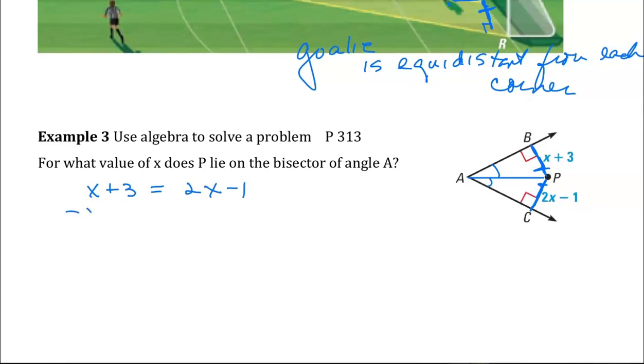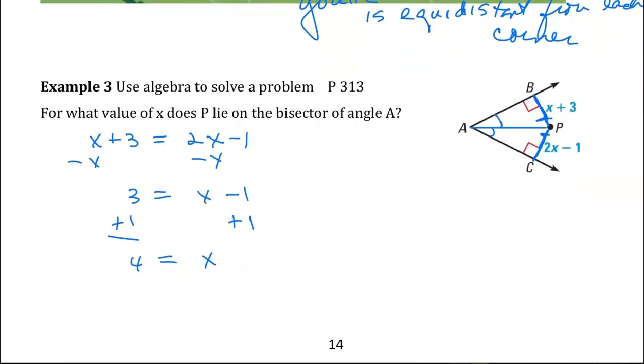So I'm going to subtract x. That gives me 3 equals x minus 1. Add 1, add 1. That gives me 4 equals x. So x equals 4 is the value I need. So look what happens. If x equals 4, then this equals 7. 4 times 2 is 8 minus 1 equals 7.